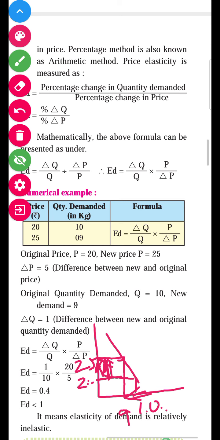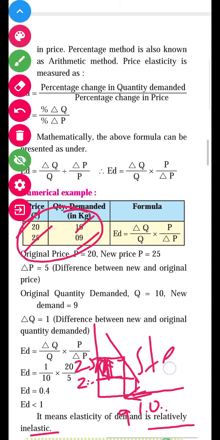So you can give the answer by just looking at the table. Here price changes more and demand changes less, so it is a relatively inelastic demand. What is the meaning of that? A large change in price brings small change in demand, it is called as relatively inelastic demand. The slope of demand is steeper. Yes, so in this way you can find out the answer by this ratio method.